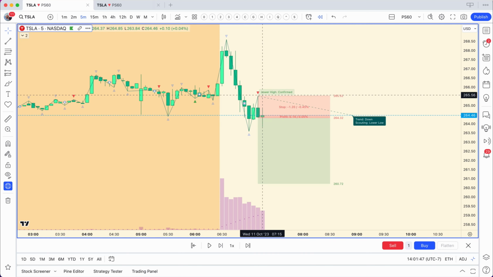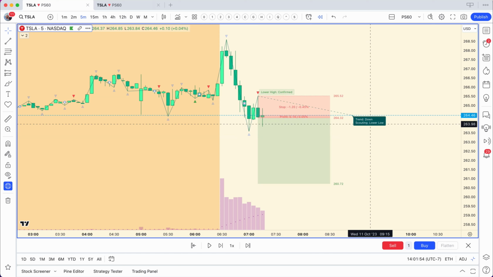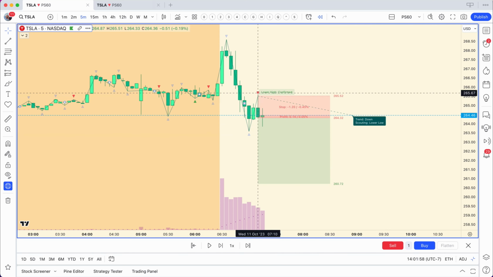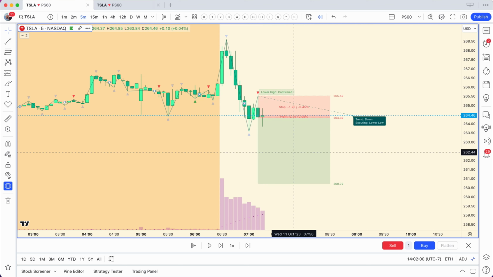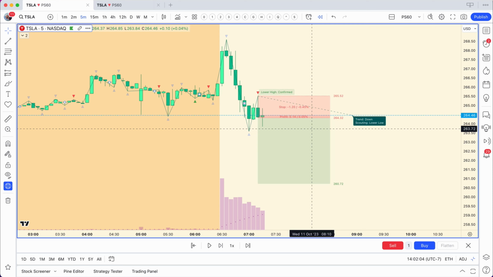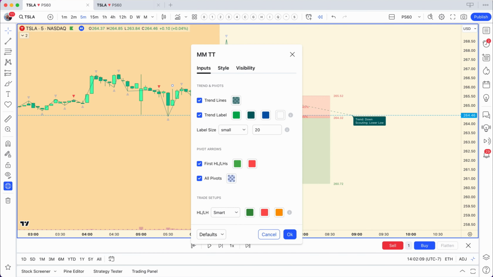lower high. And those four things together mean you're in a downtrend. And so at this point now, it's expecting that you're going to find a lower low. That's why it says scouting a lower low, because you just set the lower high. Now it's going to look for a lower low. And it actually already drew a trade on the chart here. And if you look at this configuration screen at the bottom under trade setups, you see I've selected smart.